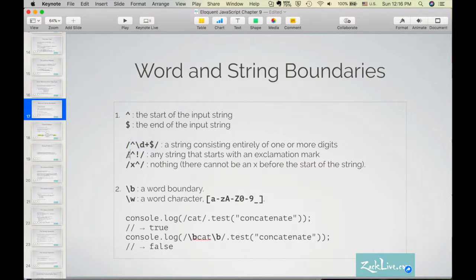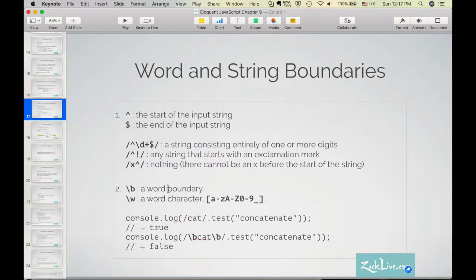For the second example, we have the beginning, and then an exclamation mark. That means any string that starts with an exclamation mark. And let's take a look at the last example. We have the beginning, but there is an X before the beginning. That doesn't make sense, so this expression matches nothing.